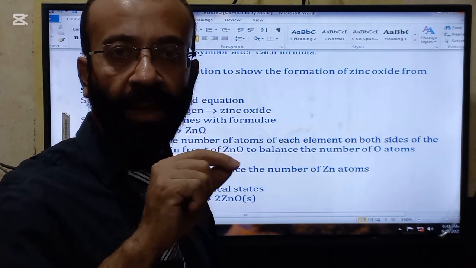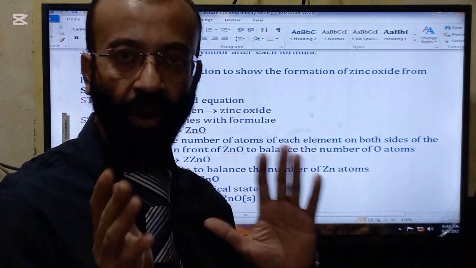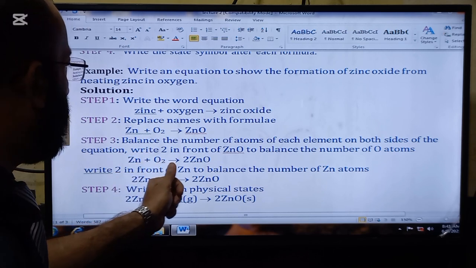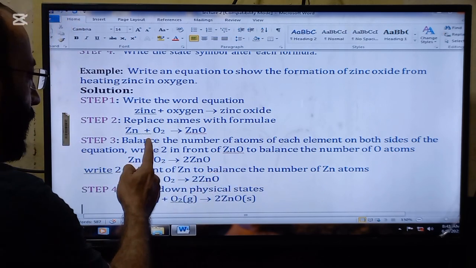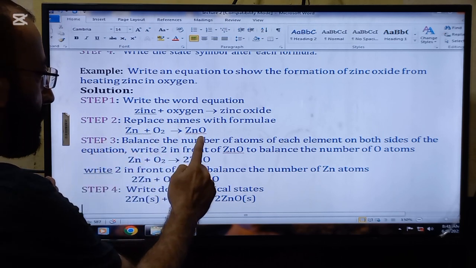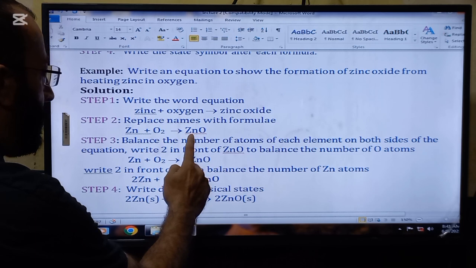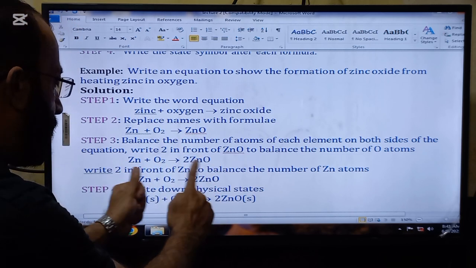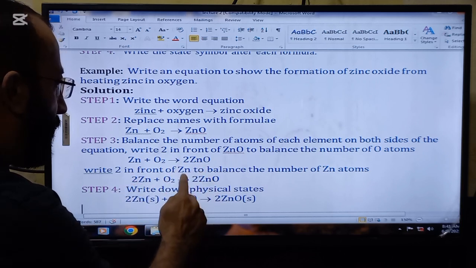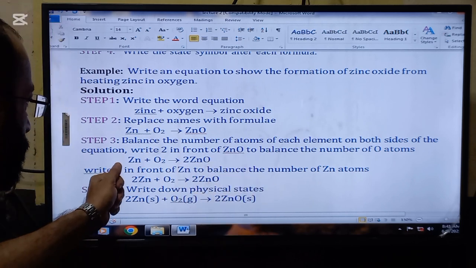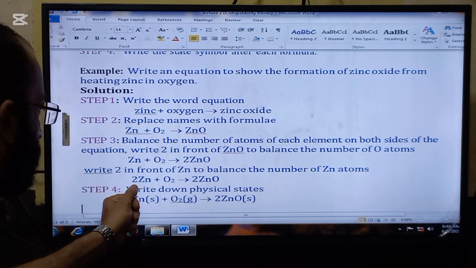The third step is to balance the number of atoms of each element on both sides of the equation. So look now. Write 2 in front of ZnO because there are 2 oxygen atoms on the left hand side. Now O atoms are balanced on both sides, but because of writing the 2, there are 2 Zn atoms on the right side. So we will put 2 in front of Zn on the left side to balance the Zn atoms as well.